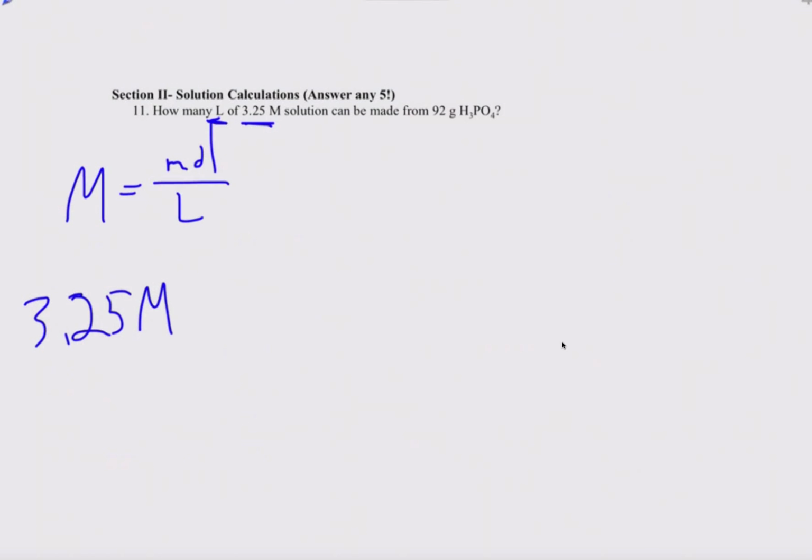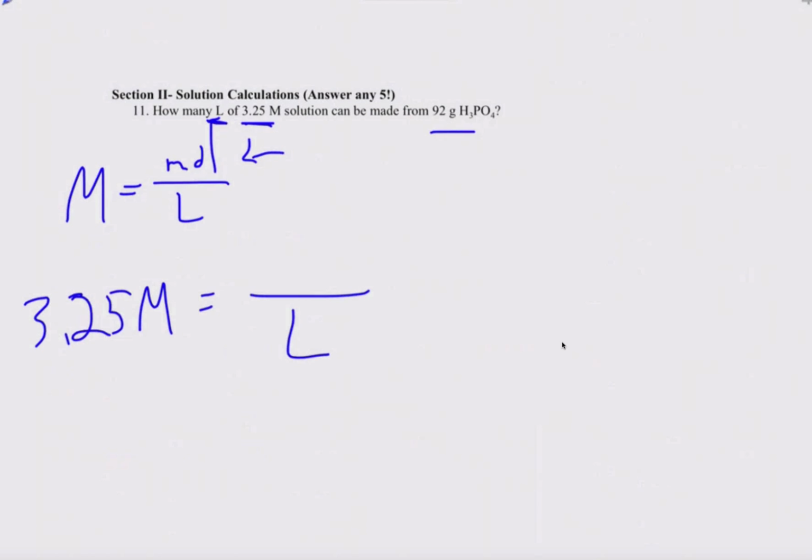How many liters of 3.5 molar solution can be made from 92 grams of phosphoric acid, H3PO4? Well, remember the formula for molarity: molarity equals moles per liter. What I've got in the equation is, the question is how many liters, and I'm given the molarity. So I'm given the 3.25 molar. I'm looking for the number of liters, so that's my unknown, my x. So what I need is the moles, but I don't have the moles.